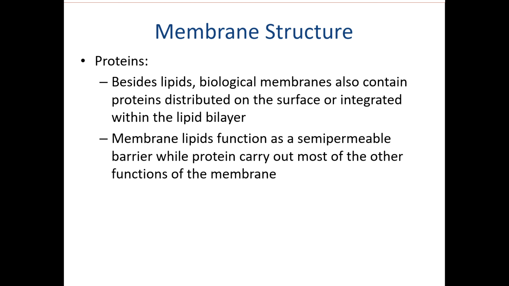The last thing we want to look at as far as the structure of the cell membrane are the proteins, right? So besides lipids, biological membranes also contain proteins distributed on the surface, or they can be embedded within the lipid bilayer, right? Or here I put the word integrated. Membrane lipids function as a semi-permeable barrier, while proteins carry out most of the other functions of the cell membrane. This is actually an important statement, right? The function of our lipids is to act as a barrier. It's a semi-permeable barrier, but the proteins are really doing a lot of the other work, as we'll see.